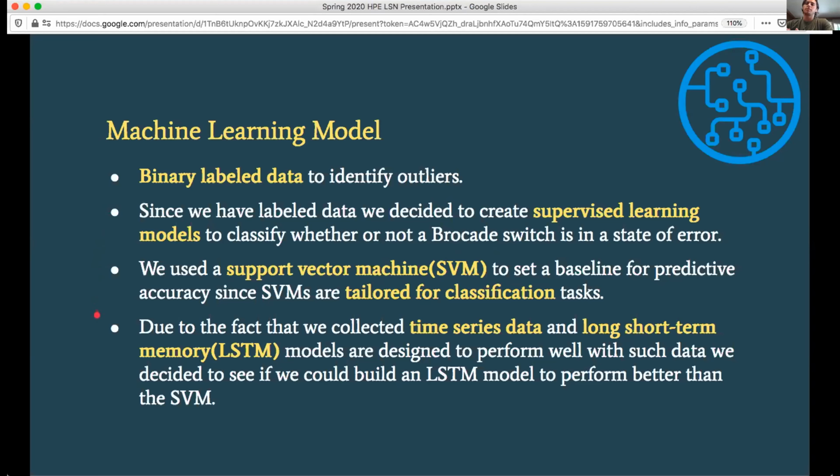And then we also wanted to make use of something called a long short-term memory model, or in other words, an LSTM, because LSTMs are very good with sequential time series data. And the data we were pulling from the switches was in time series format, so we thought to give LSTM a try.